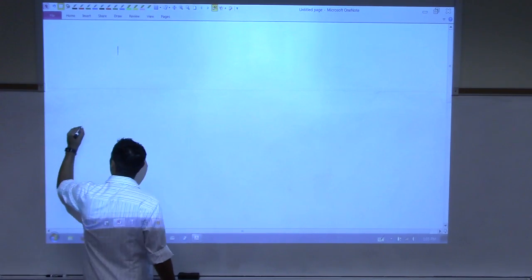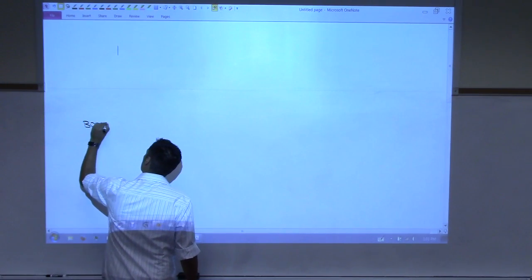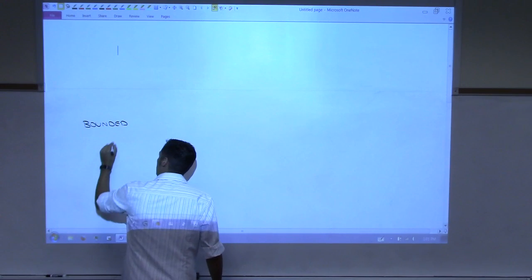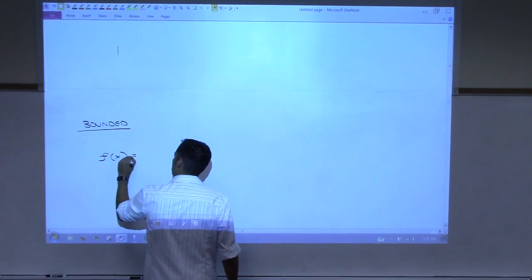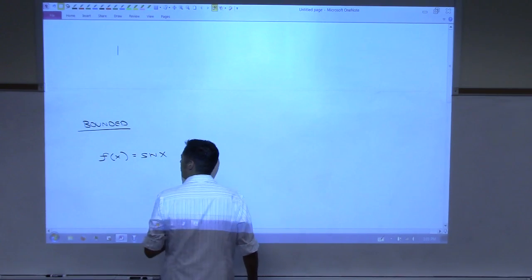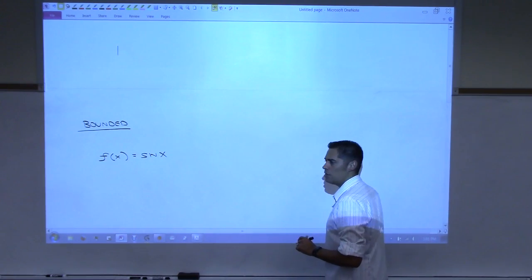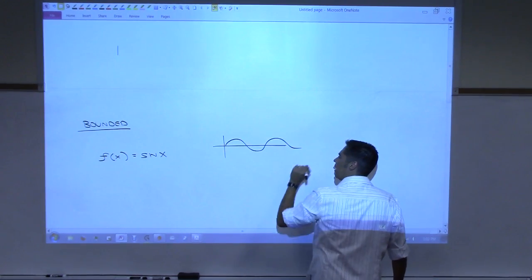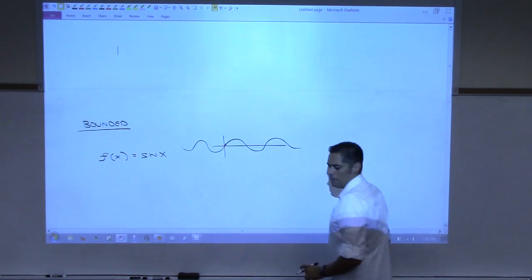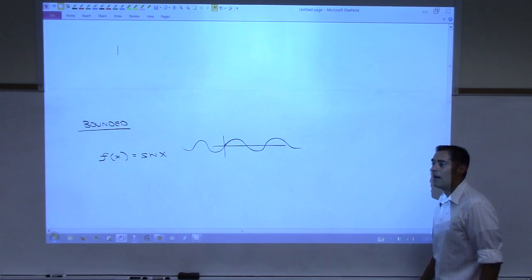First, let's understand what I mean by bounded. When you take a function, for example f of x equals sine x, which is a very simple function, when you graph it, it looks like that, goes back that way. And we would say that this function is bounded.